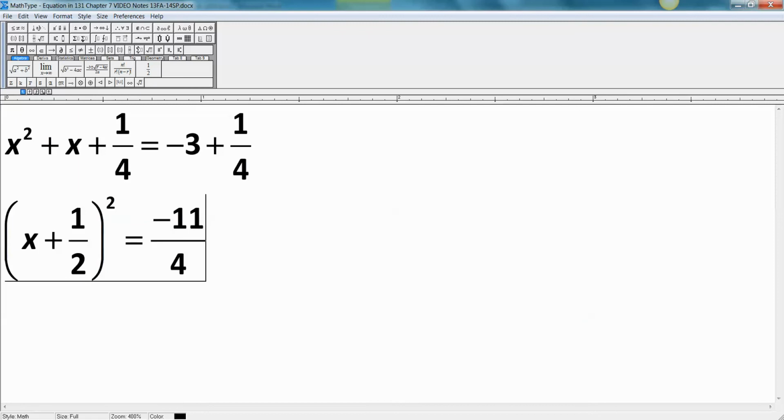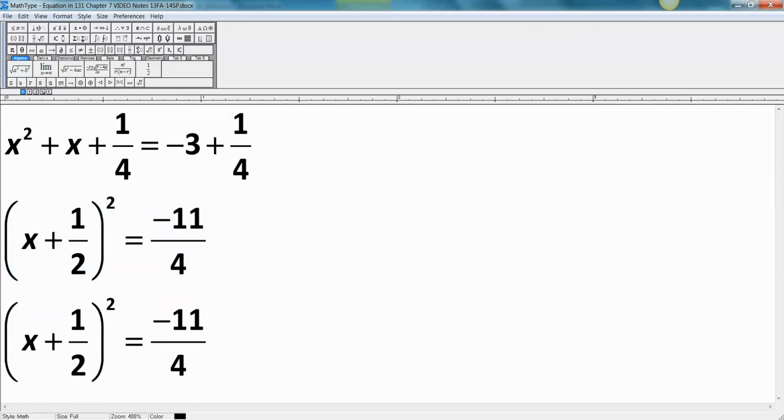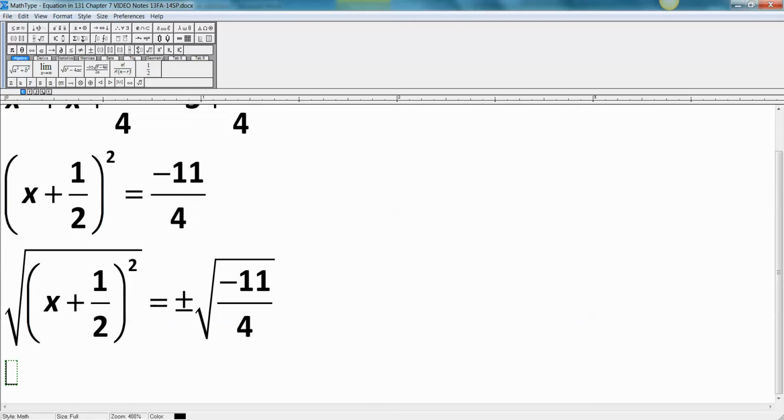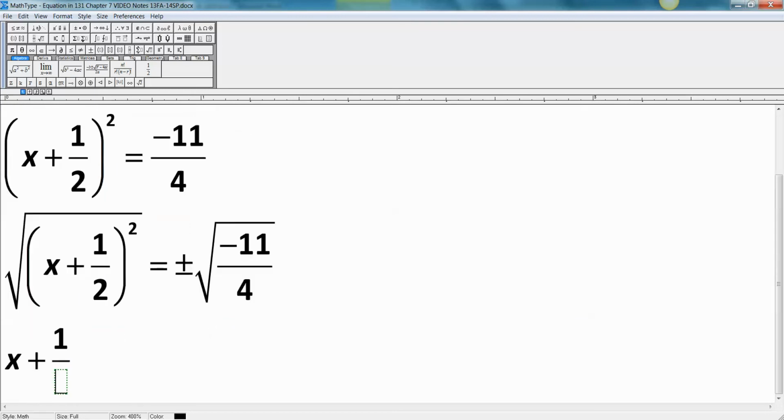So the reason for doing this was because then you can actually take the square root of both sides, like we were just doing in the previous problem. So square root, always remember that whenever you take the square root of both sides, you need plus or minus. So that'll be x plus 1/2 equals, all right, now let's break this up a little bit here.